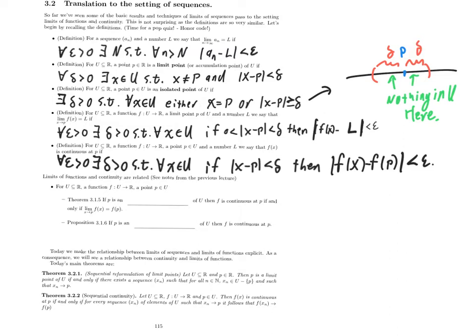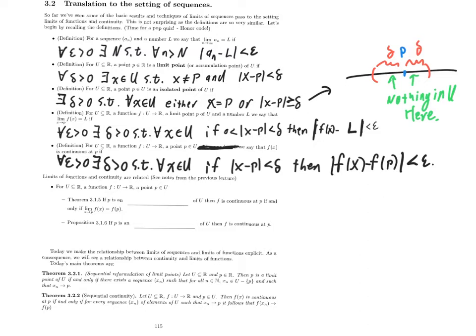For U a subset of R, a function f from U to R, and a point P in U, we say that f of x is continuous at P if for every epsilon bigger than 0, there exists a delta bigger than 0, such that for all x in U, if the absolute value of x minus P is less than delta, then the absolute value of f of x minus f of P is less than epsilon.